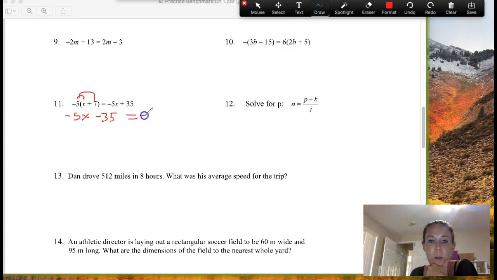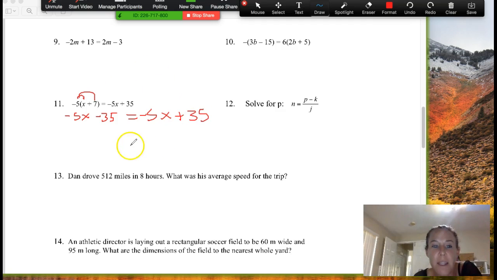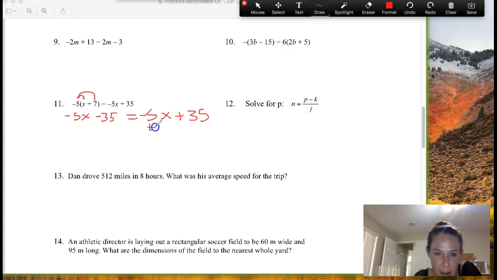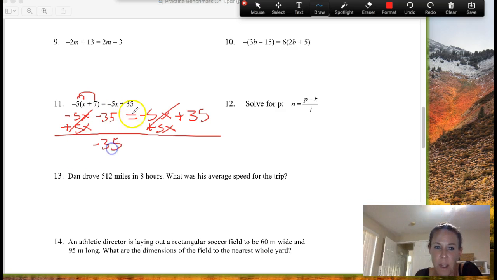Let's go ahead and rewrite this side. Let's see, is there anything we can do over here? No. So let's go ahead and start getting the x's together. Okay, if I get the x's together, I'm going to go ahead and add 5x to this side. Now I can already see something weird's going to happen. When I do that, -5x's and 5x's fall out and they go to 0. Well, that's weird. Now I have no more x's. Now I bring down the -35, and I bring down the equal, and I bring down this 35.